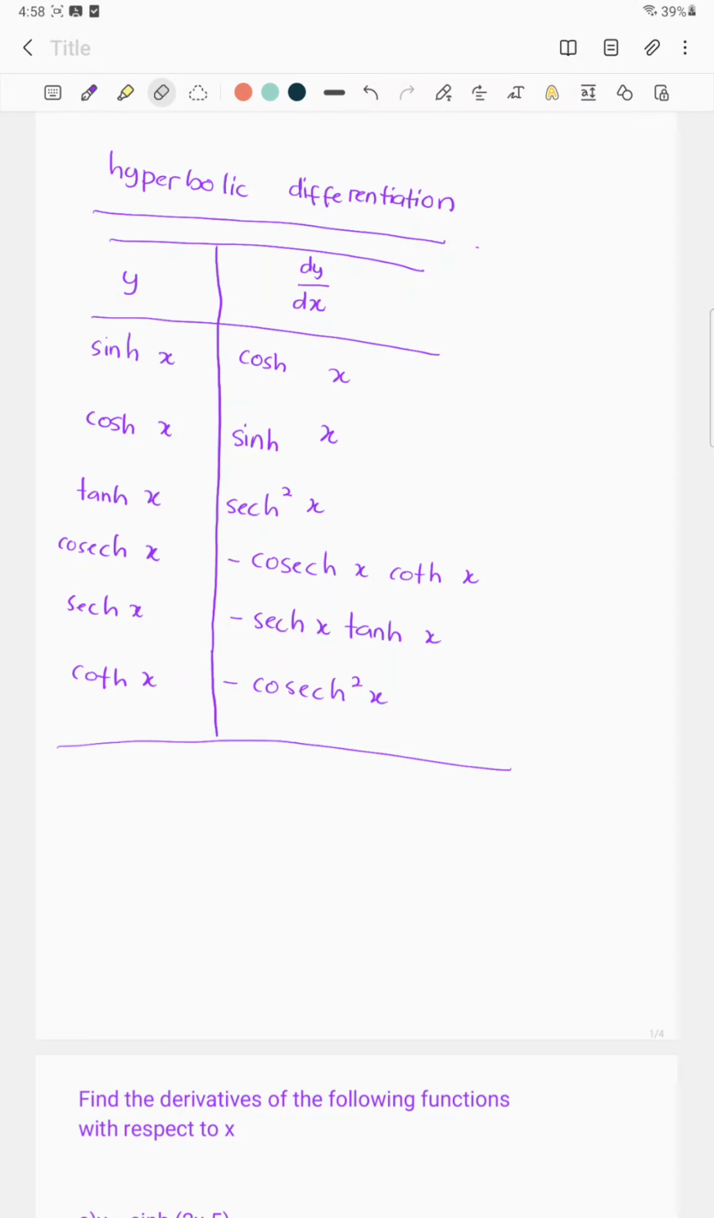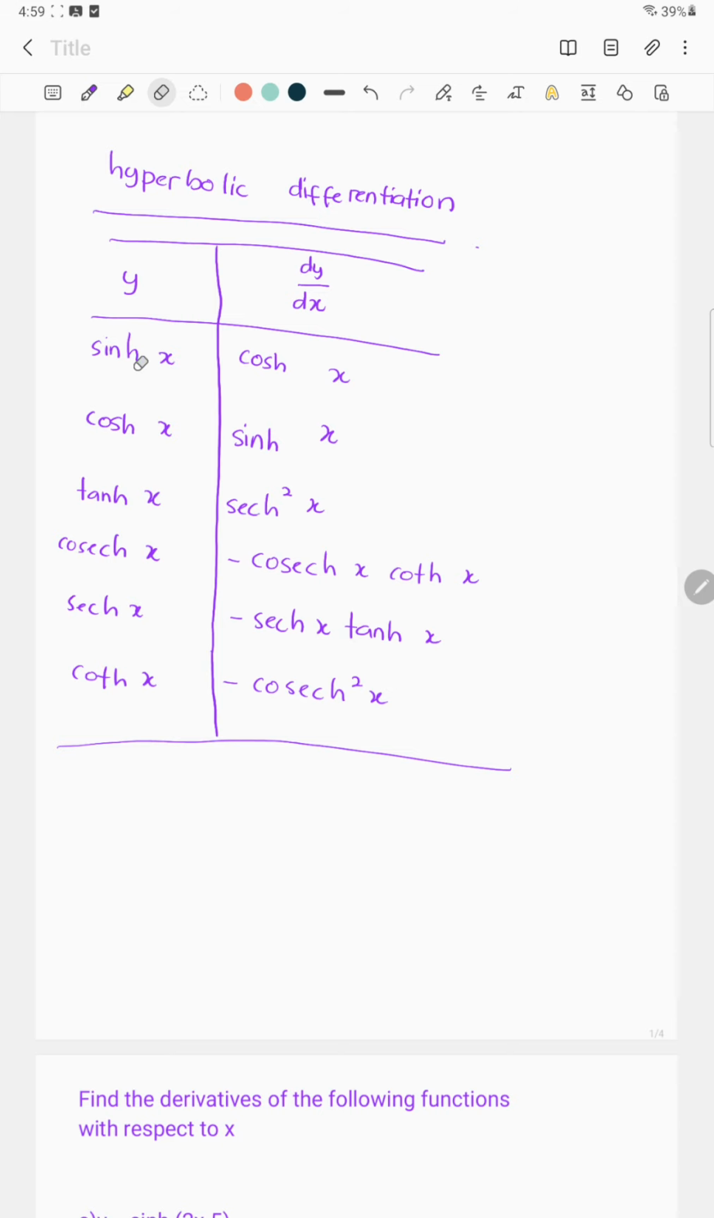So we're still on the topic of differentiation, but now in hyperbolic differentiation. Hyperbolic and trigonometric functions are alike, but in hyperbolic we have h. See, at the end of the word sine we have h, at the end of the word cos we have h, and so on. Now we call it sinh, cosh, tanh, cosech, sech, coth. Okay, so this is the formula.